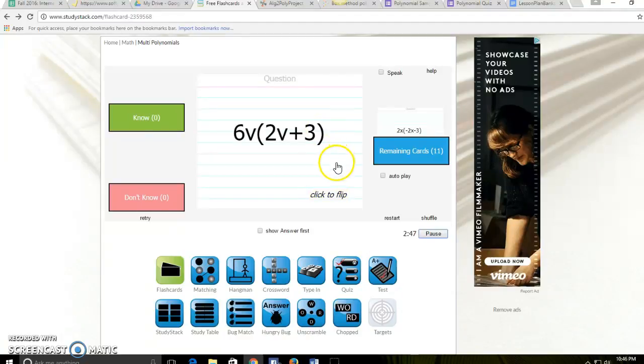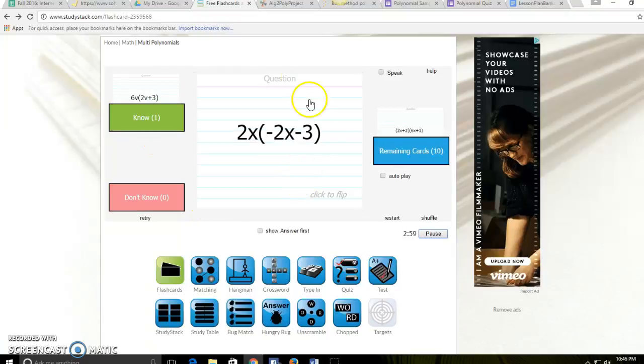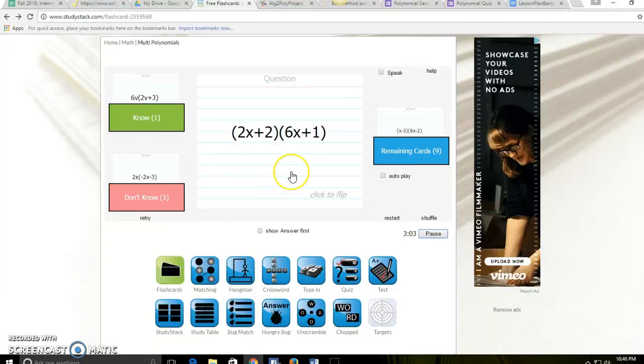So they can do several things. One thing StudyStack did, you see multiply polynomials is asking the problem. If the kids know the answer, they click know. If they don't, they click don't know. They can flip it over and get the answer. So I can say I know it, go to the next one. They can flip it over, they can say I don't know it, and they can go through each card. I had each group create 10 sample cards for their peers to try.